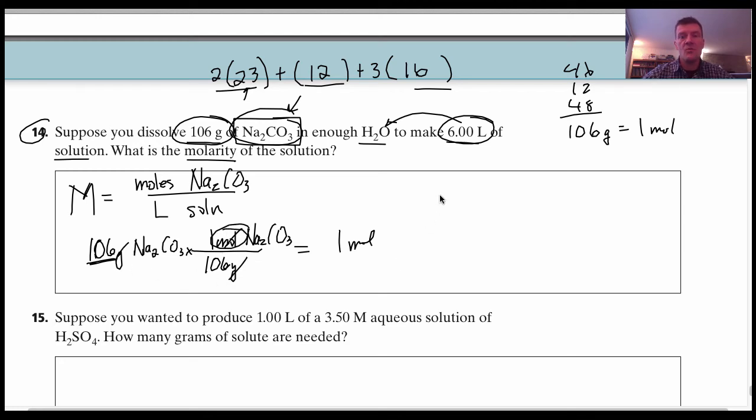So the grams are going to cancel and we're going to be left with moles. Okay? So I have 1 mole and my solution is 6 liters. So to find the molarity, 1 mole over 6 liters, 1/6. I have 1/6 molar, okay? Or you can do 1 divided by 6 if you want to, but 1/6 molar is my concentration, okay?